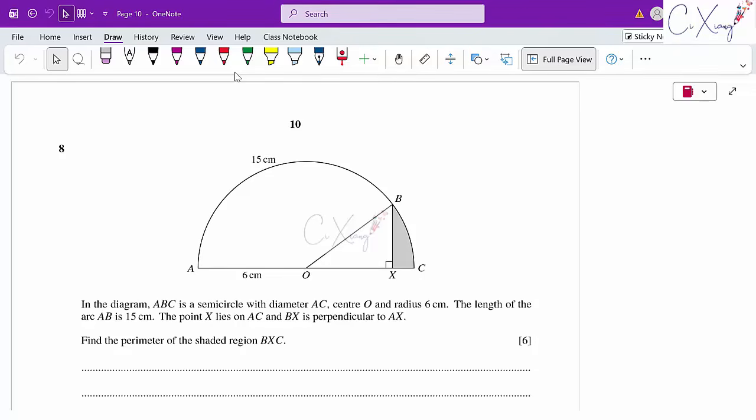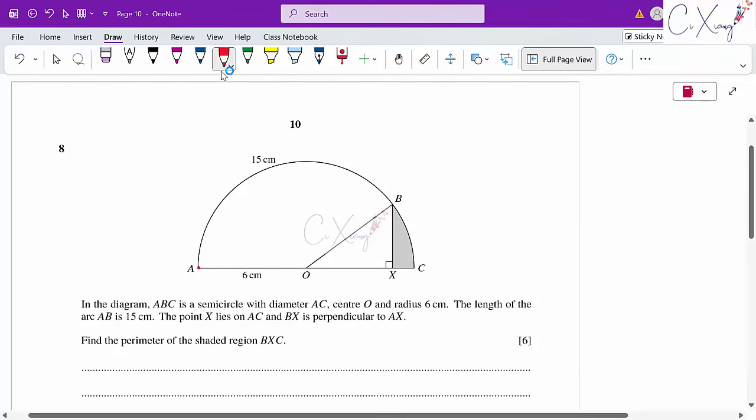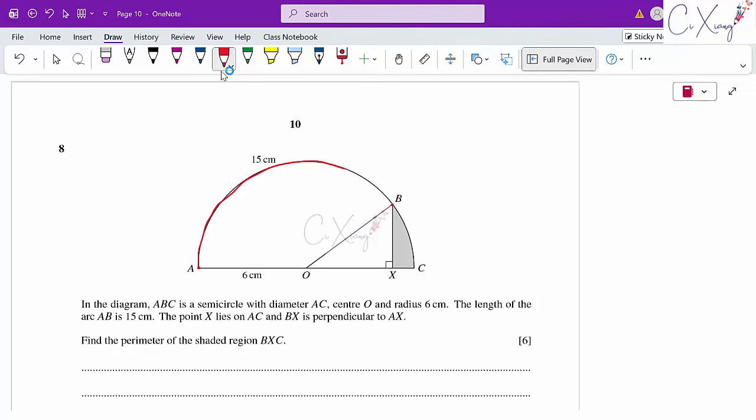That means from this point, wait me a moment, from this point until this point, the length of the arc here is 15 cm. Okay, and then what else do we have? The point X lies on AC and BX is perpendicular to AX. Right, so we are having a right angle triangle here. Hope that you can see it. They want us to find the perimeter of the shaded region BXC.